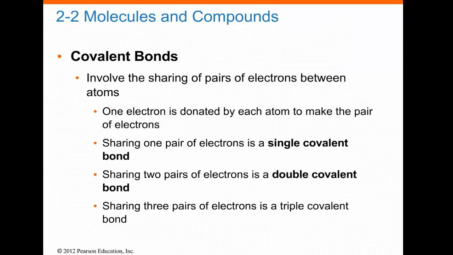So that was ionic bonds. Now we're looking at covalent bonds. Co, because they share. Covalent, the sharing of pairs of electrons between atoms. One electron is donated by each atom to make a pair of electrons, and they share one pair of electrons, and that is called a single covalent bond. If they share 2 pairs of electrons, that's called a double covalent bond, and the sharing of 3 pairs of electrons is a triple covalent bond.